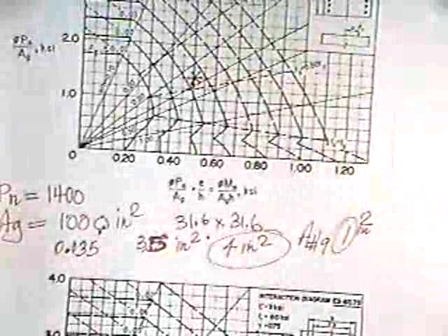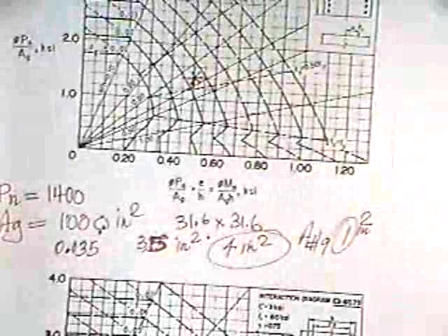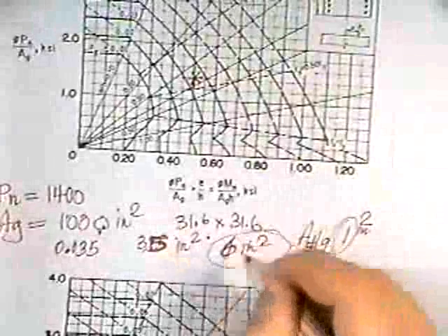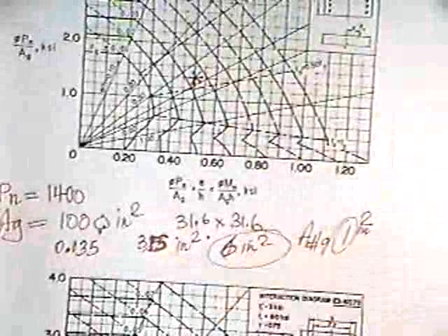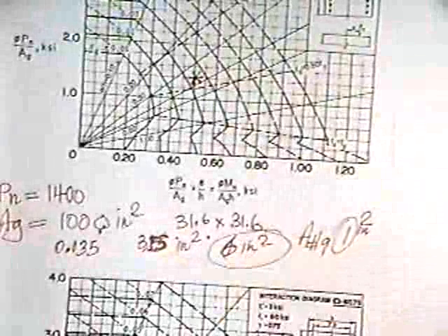That's correct. So you put half the bars on one side, half the bars on the other, and space them out in the corners as best as possible. Now if it turned out that I needed 6 inches squared, I put 3 on one side, 3 on another. Now this is with steel only on 2 sides, so it's really bending only about this axis.